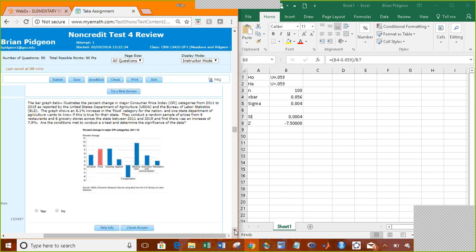Alright, next example. A bar graph below illustrates the percent change in major consumer price index categories from 2011 to 2015. The graph shows an 8.1 increase in the food category. They conduct a random sample of prices from 6 restaurants and 6 grocery stores. Are the conditions met? Well, we have to think. What's our sample size? Our sample size is 12. So our sample size is too small.